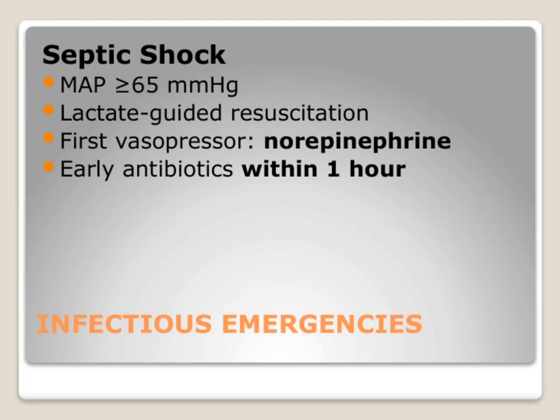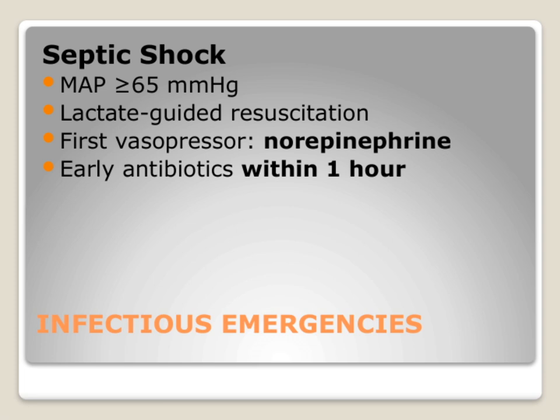Let's talk about septic shock, which is a critical condition that requires prompt recognition and management. One of the key targets in managing septic shock is maintaining a mean arterial pressure, or MAP, of at least 65 millimeters of mercury. Achieving this helps ensure that vital organs are adequately perfused. Lactate-guided resuscitation is also essential. Elevated lactate levels can indicate tissue hypoperfusion, so we use lactate measurements to guide our resuscitation efforts and assess how well our interventions are working.